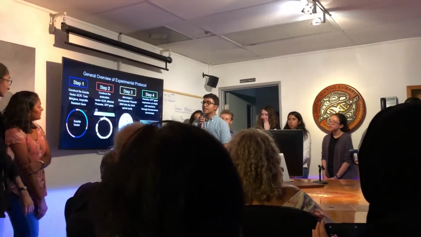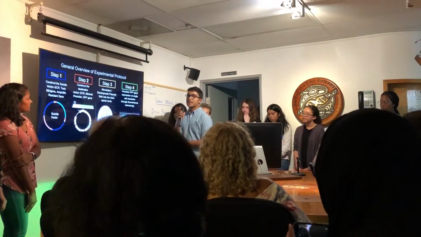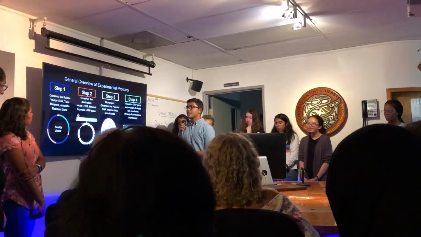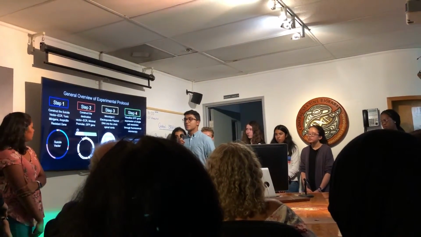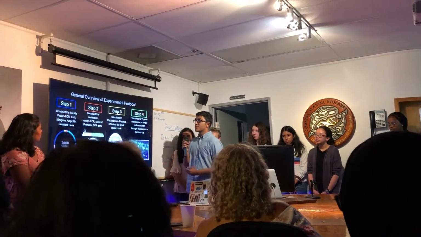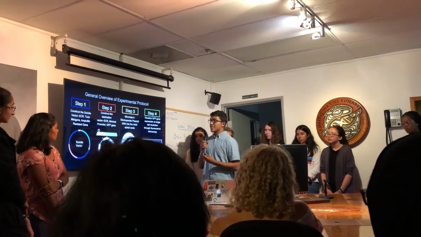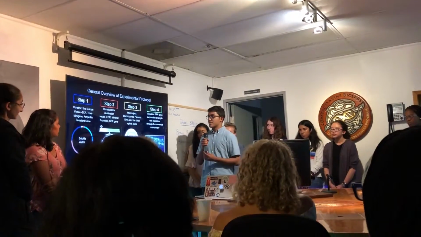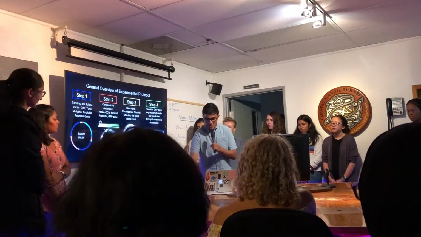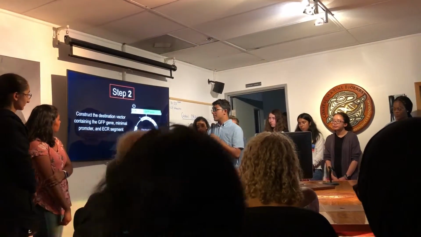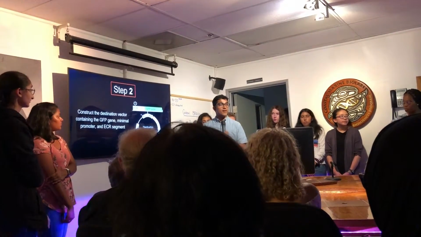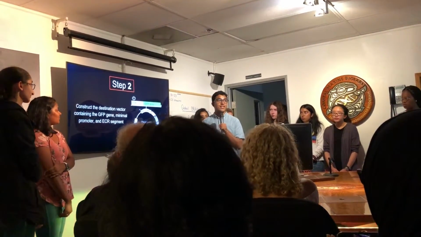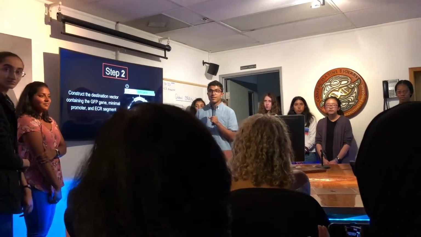Experimental protocol, which was to construct our suicide vector consisting of our ECR, toxic imaging, and an ampicillin resistance gene. So now we have to move on to step 2 of our experimental protocol, which is to construct a destination vector, which consists of ECR, minimal promoter, and our GFP gene. Destination, because it's destined to go where? It's destined to go to cells in the chick spinal cord neuron.